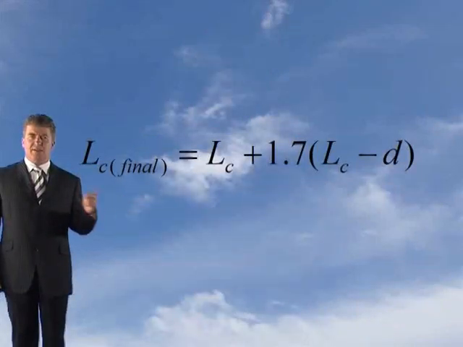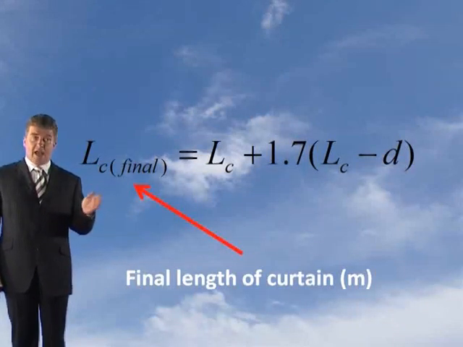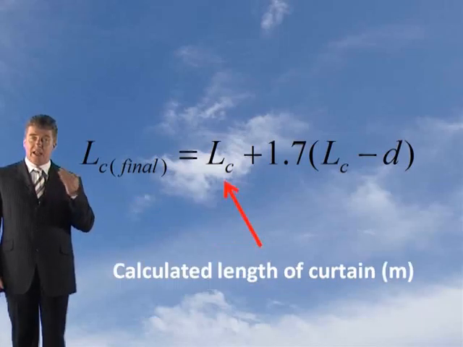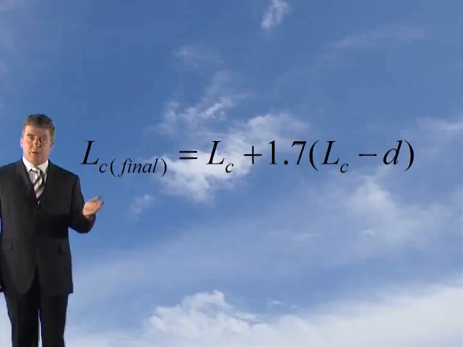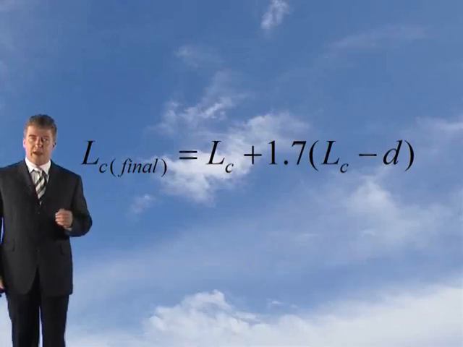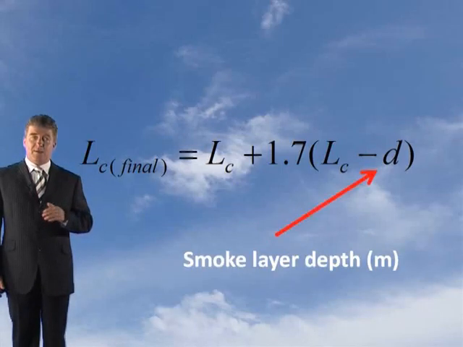Now, once you've determined the new value of LC using that iterative process, this has to be modified by including a term to allow for bowing of the curtain. And this is as follows. This is the final length of the curtain, which is LC final, and that is equal to LC, the calculated length of the curtain, so that's not your assumed value, that's your calculated length, plus 1.7 times, in brackets, LC minus D, which is your smoke layer depth. That takes into account the bowing. And that gives you your final length of your curtain.